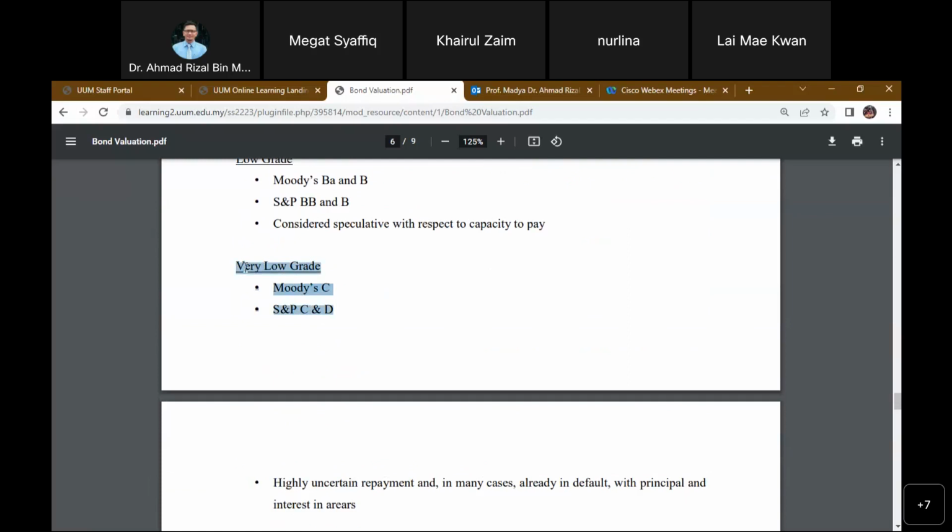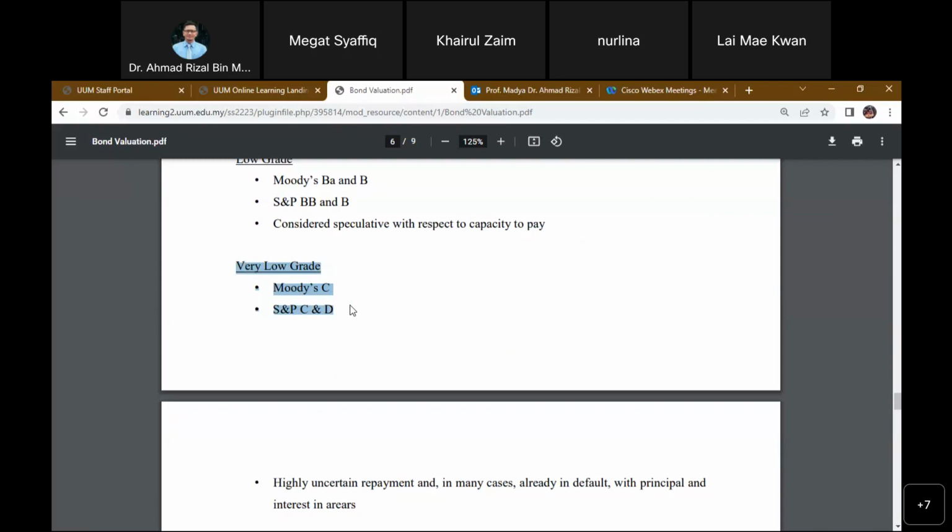Why is it? What would be the rationale? How to explain? If it defaults, what happens to the people? They will not get the coupon.